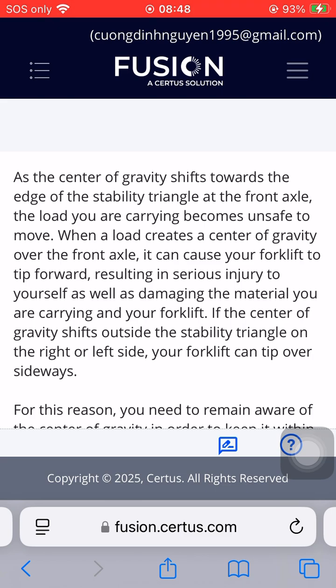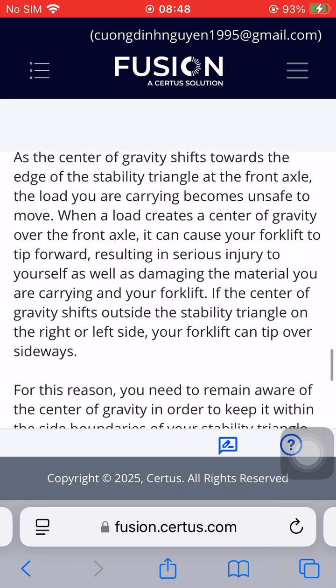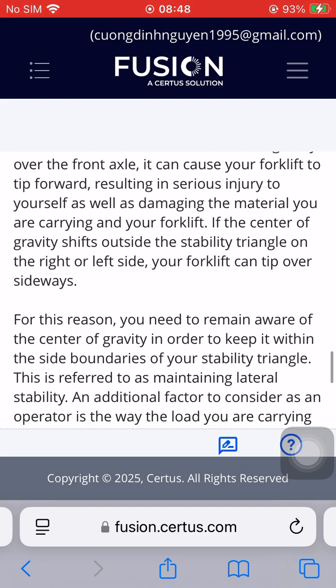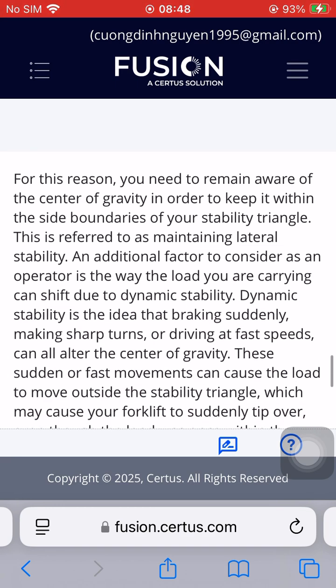If the center of gravity shifts outside the stability triangle on the right or left side, your forklift can tip over sideways. For this reason, you need to remain aware of the center of gravity in order to keep it within the side boundaries of your stability triangle. This is referred to as maintaining lateral stability.